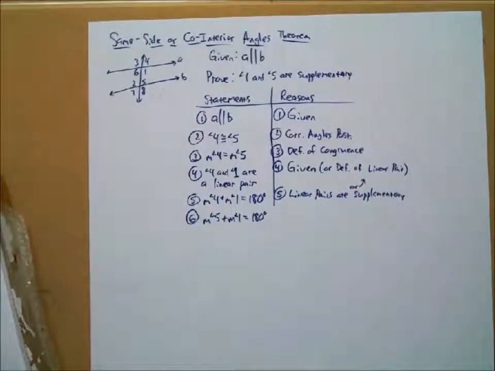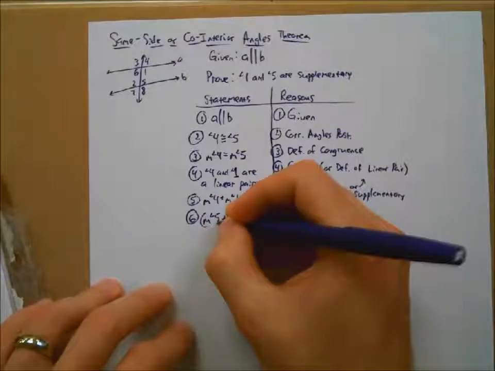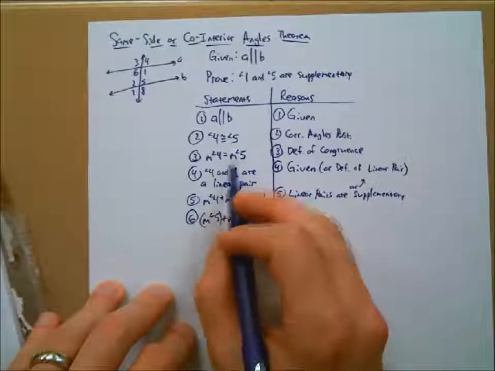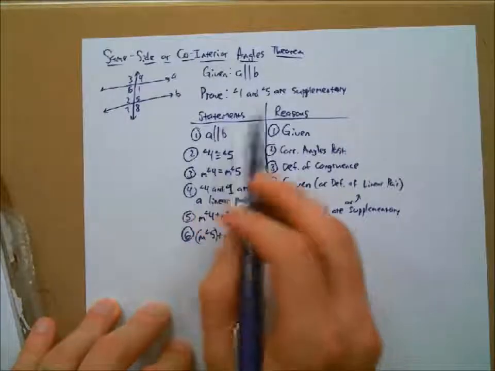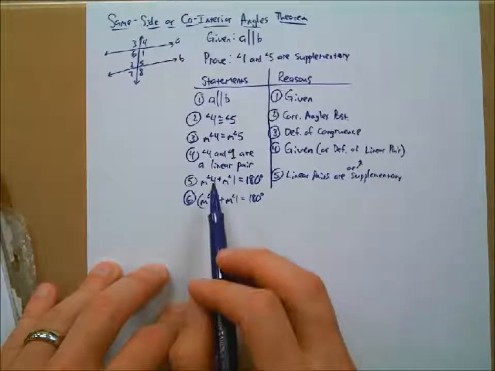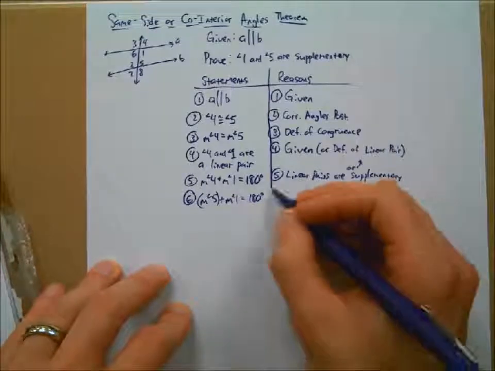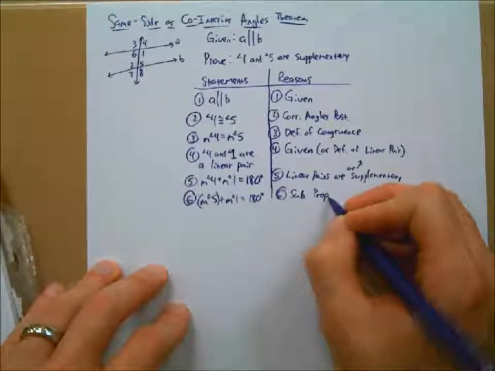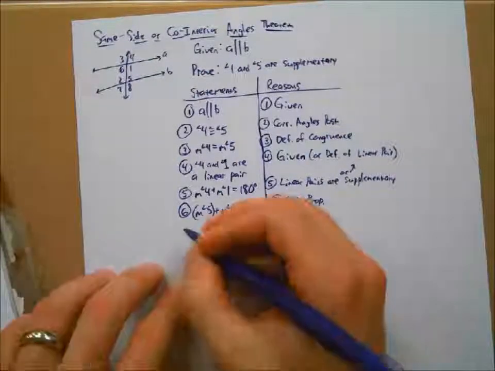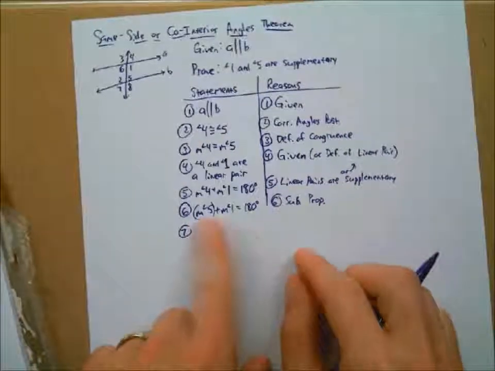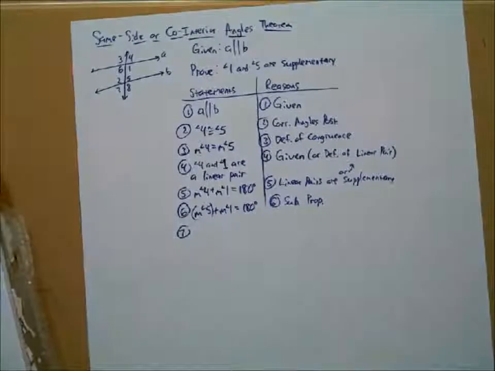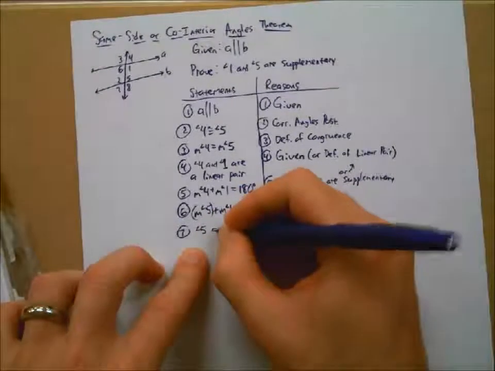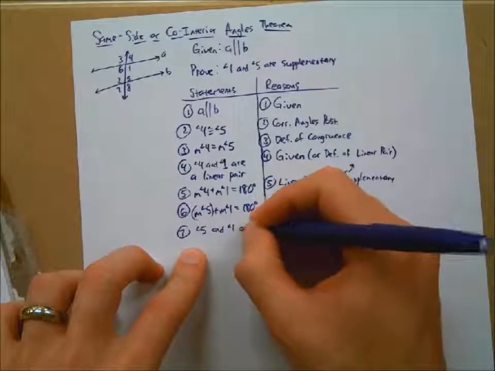We just stated earlier that the measure of angle 4 and measure of angle 5 are the same. We're trying to prove that 1 and 5 are supplementary, and so we're going to swap the angle 4 for angle 5 using substitution. And then finally, technically we could stop here because once we see that, we know they're supplementary, but I'm going to go ahead and state it explicitly. Angle 5 and angle 1 are supplementary.